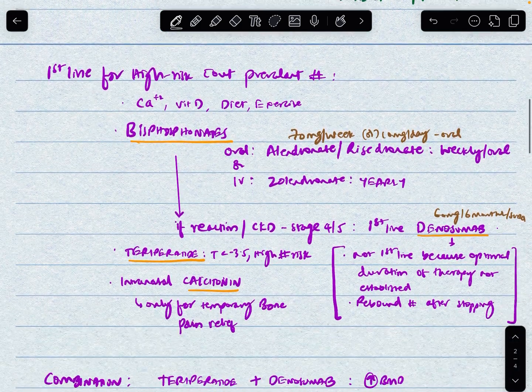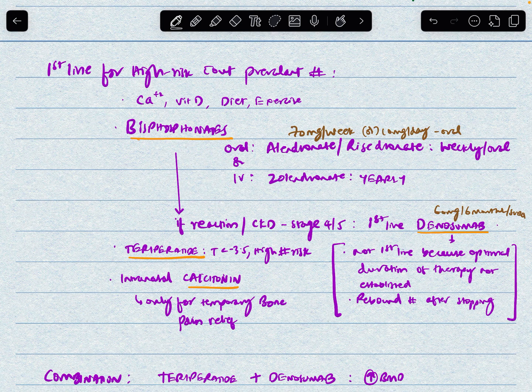When we look at first line therapy for high risk patients without prevalent osteoporotic fractures, we initiate with calcium and vitamin D supplementation, and bisphosphonates are the drugs of choice here. It can be either oral alendronate 70 mg per week or parenteral zoledronate yearly. If there is a reaction to bisphosphonates or they are contraindicated, like in advanced stages of chronic kidney disease, denosumab may be advised, 60 mg subcutaneous once in 6 months.